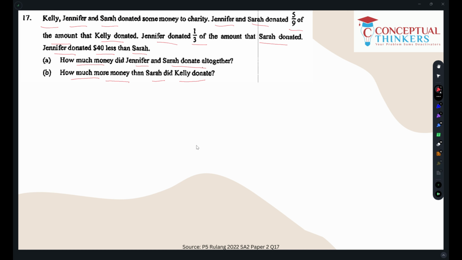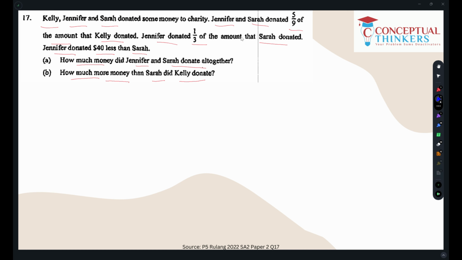Okay, so now by looking at the question, it seems like it's a fraction problem sum, but actually it's not. Now, how do I know what kind of concept? Now, this is based on experience. Next thing is you notice that they keep comparing with each other.